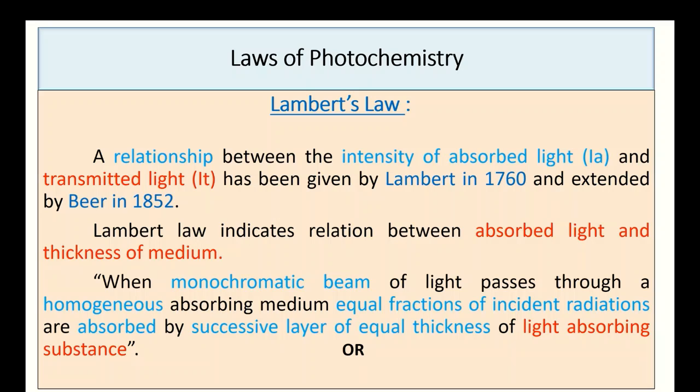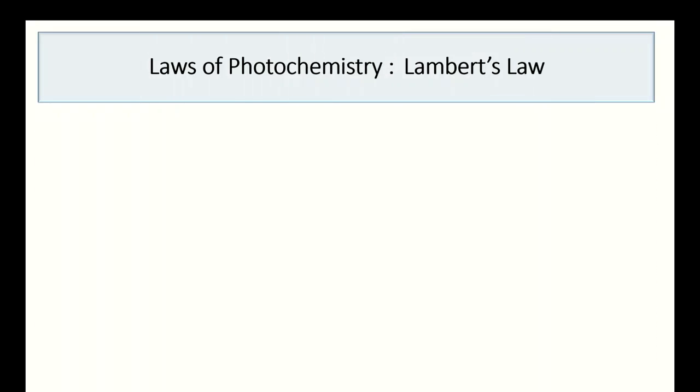Lambert's law indicates the relation between the absorbed light and the thickness of the medium. It states that when a monochromatic beam of light passes through a homogeneous absorbing medium, equal fractions of the incident radiation are absorbed by successive layers of equal thickness of the light absorbing substance. So it means that the thickness of the medium is important in this case. Here the absorption of light occurs by equal fractions in the successive layers of equal thickness of the medium.